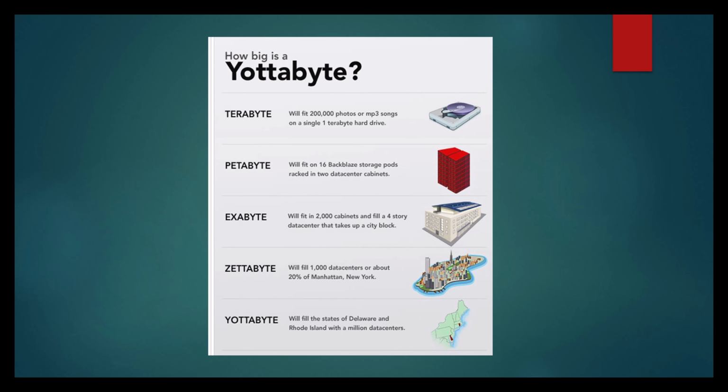So how big is a yottabyte? A terabyte can fit on a hard drive on your computer. A petabyte would fit in a cabinet in a data center. An exabyte would fit in a 4-story building that takes up a city block. And a zettabyte will fill 1,000 such data centers.